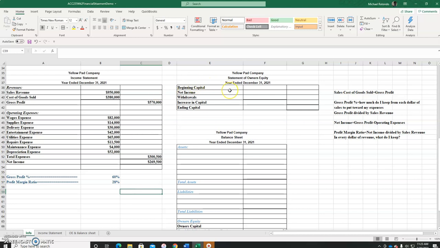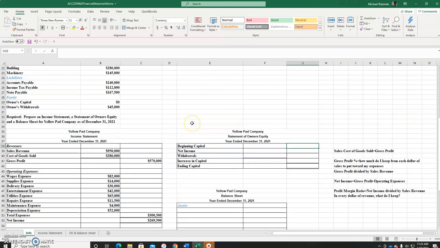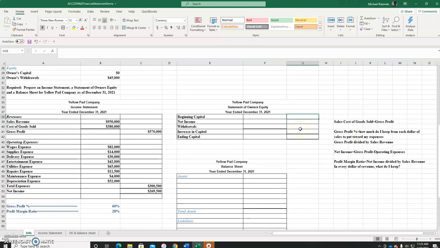Now, in order to do the statement of owner's equity, in the class we put owner's capital in the date. Here I have ending capital. It doesn't really matter that much. But we know the beginning capital for the owner was 0. So they were able to start the company with no investment or no out-of-pocket costs, apparently. They had net income of $269,500. So net income, of course, is going to increase the owner's equity, right?